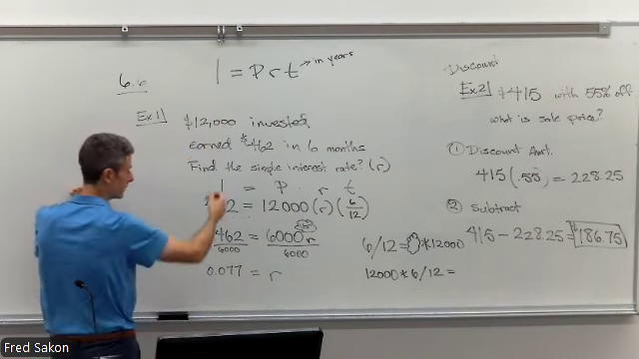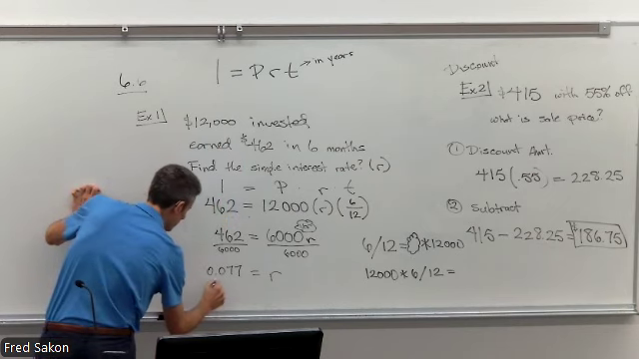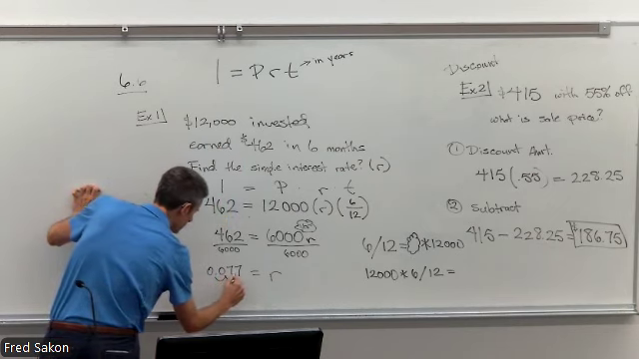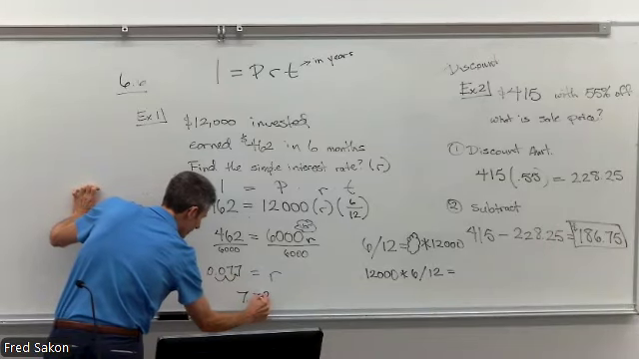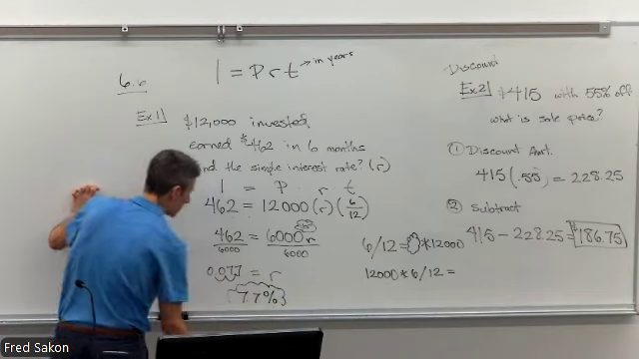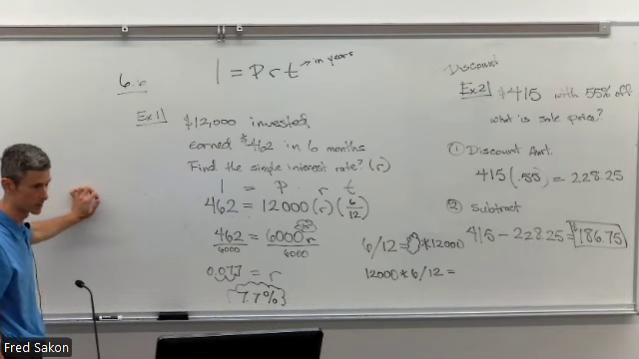It's a rate. Let's convert it to percent. 1, 2. And we've got 7.7%. That's the rate of interest we earned.